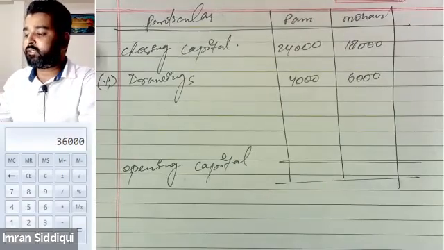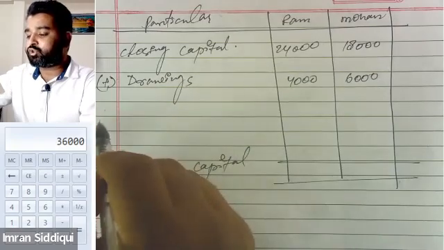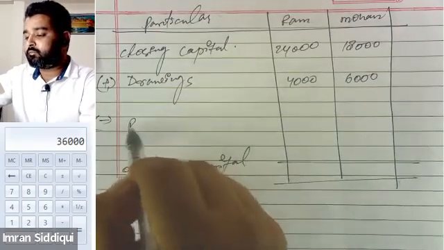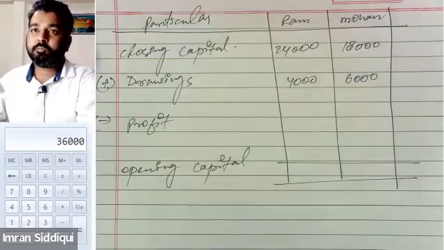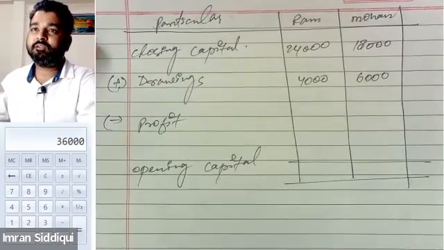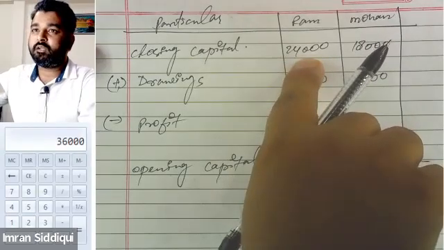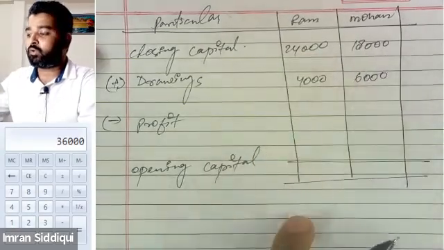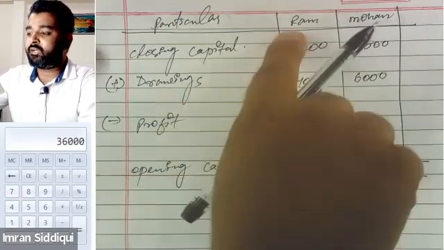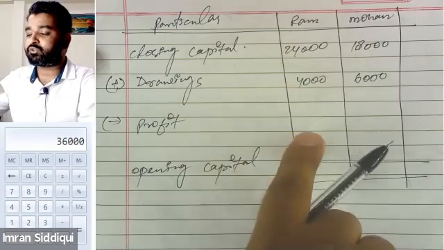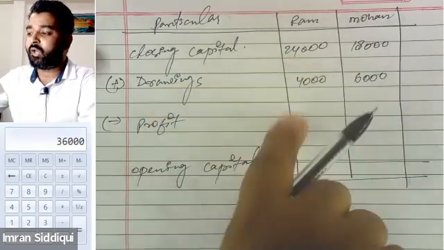So what do we need to do in order to find out the opening capital? We need to subtract the profit that must have been added earlier. Profit must have been added and included in the closing capital. But since we want to find out the opening capital, whatever has been included in this closing capital, we need to subtract it. And whatever has been withdrawn out of this capital, we need to add it back.